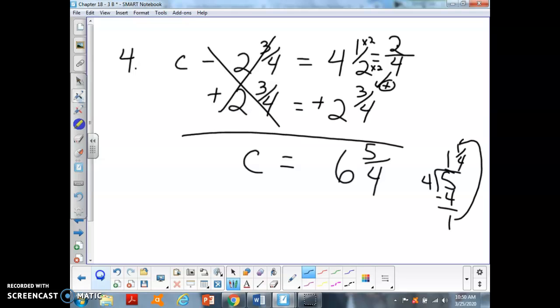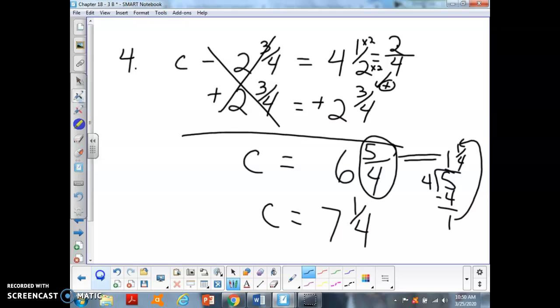That 1 goes up on the top. So this part of it is equal to that. So I add the 6 plus the 1 and 1/4. So my final answer is 7 and 1/4.